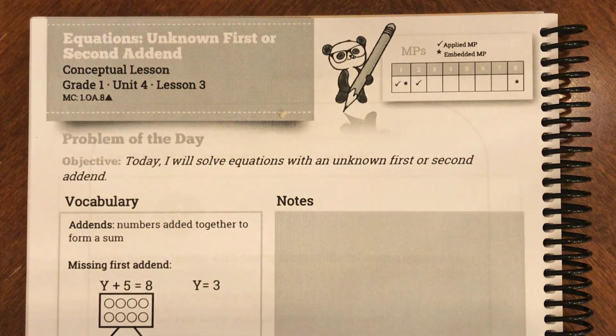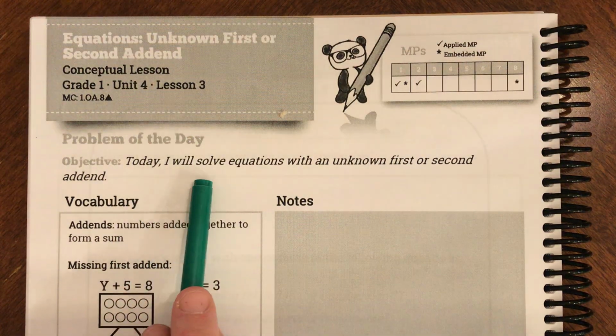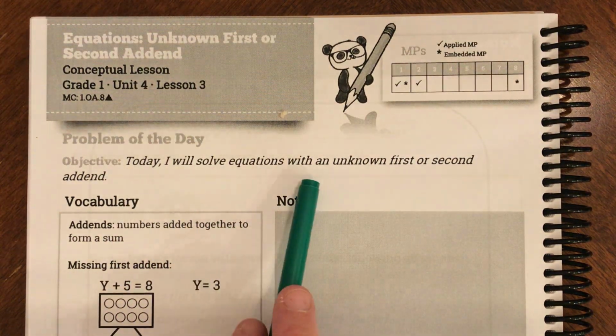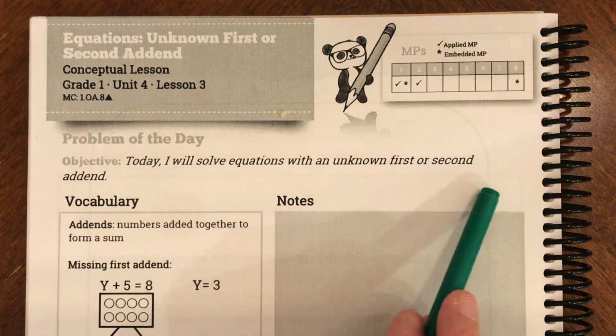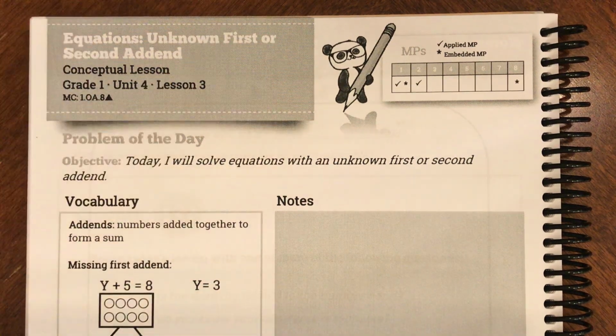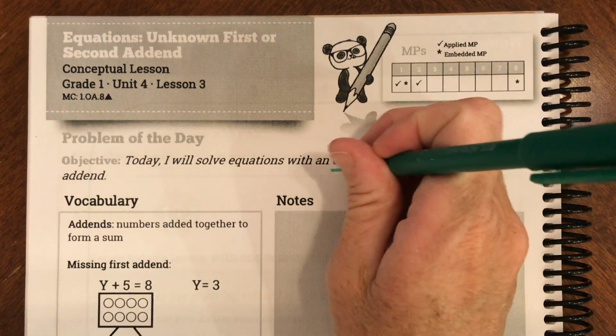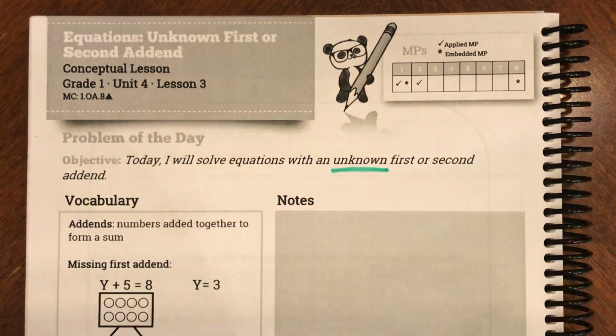Today we are on page 239, and our objective today is I will solve equations with an unknown first or second addend. Okay, so the big part of today is we're going to solve equations with an unknown.